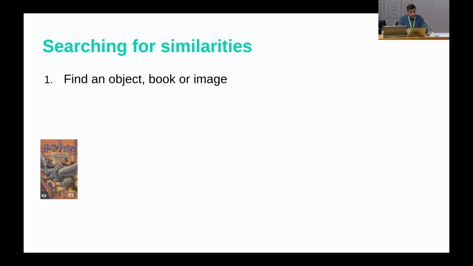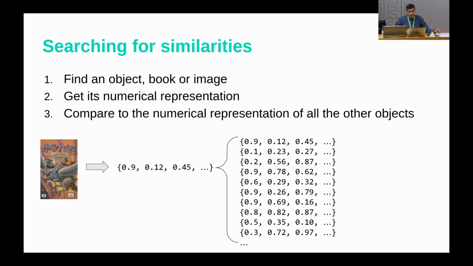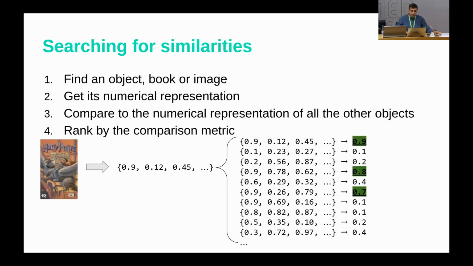So searching for similarities is now reduced to searching for similar vectors. So let's say I have a new book or an image or whatever you want to embed. The first step is obviously to get the book. The second one is to get the numerical representation. You might have trained already a model on fiction, and then you're going to use that model to get a vector back. So you get that vector back, and then you compare that numerical representation to all the vectors in your corpus. You rank by any comparison metric. For example, let's say distance. So how similar are all the vectors?